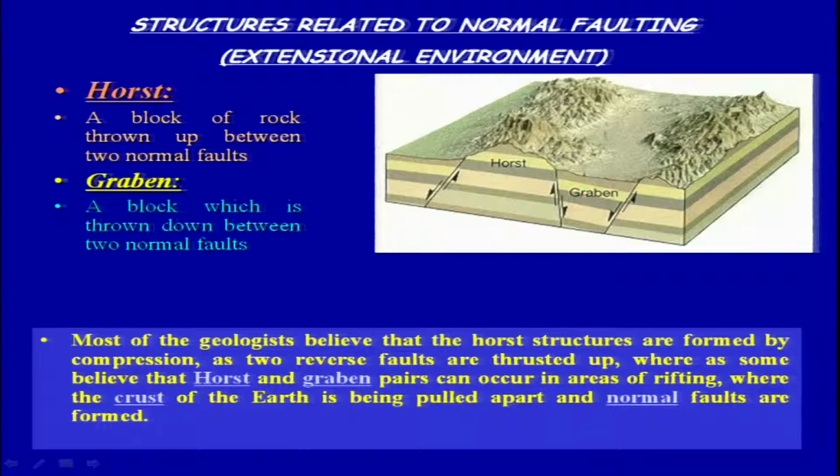Now most of the geologists believe that horst structures are formed by compression, as two reverse faults are thrusted up, whereas some believe that a horst and graben pair can occur in an area of rifting or in an extensional environment, okay, where the crust of the earth is being pulled apart and normal faults are formed. Okay. So this is in the extensional tectonic environment.